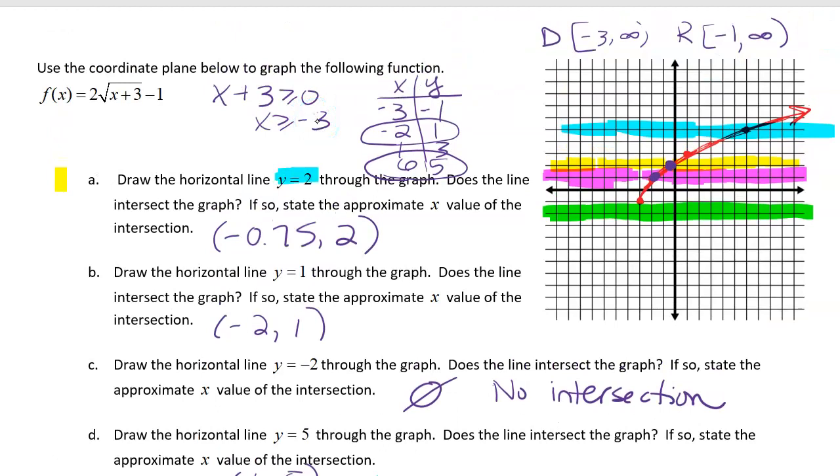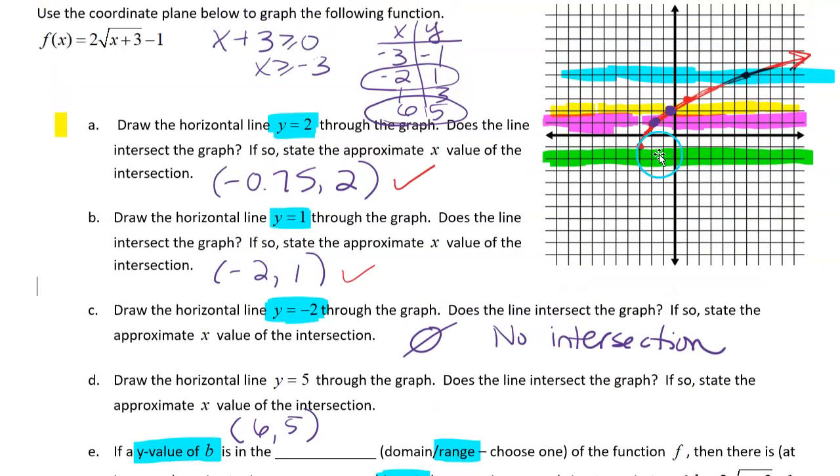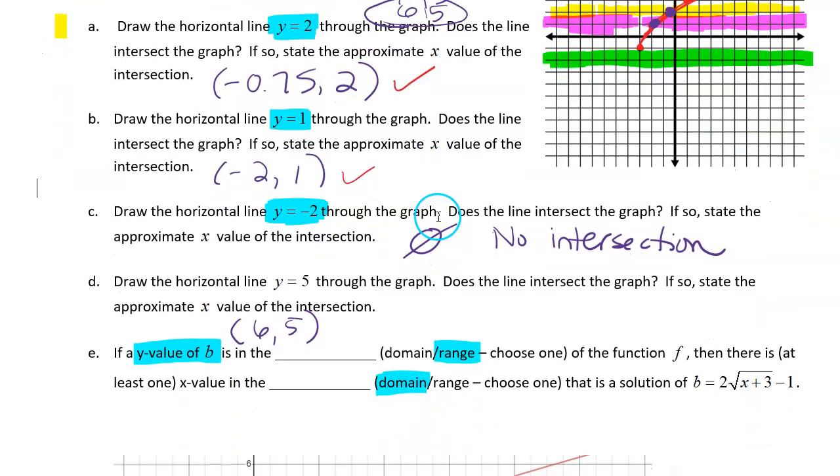All right, so let's go back up here and I'll show you what I'm talking about. So when we used a y value of 2, that is in our range, okay? So I know I'm going to get a solution point or an intersection point. When I have a y value of 1, once again, that's in the range. So I know I'm going to get an intersection point. However, when we used a y value of -2, that is no longer in our range, right? -2 is further negative than the -1, and our range starts at -1. So that's not going to give us a solution because it's not in the range. And then lastly, y = 5 was in the range, so we were able to get a solution point.